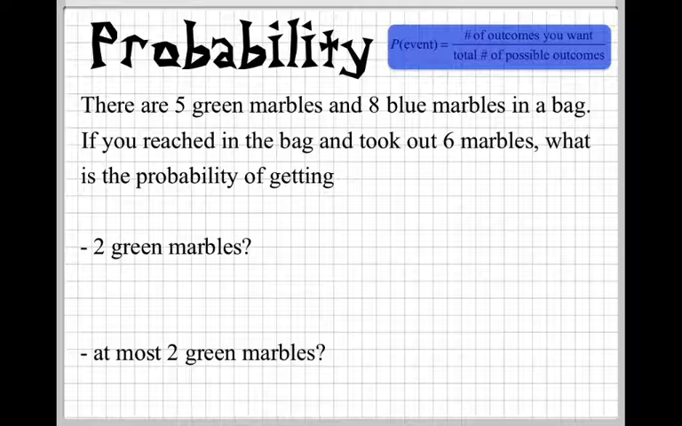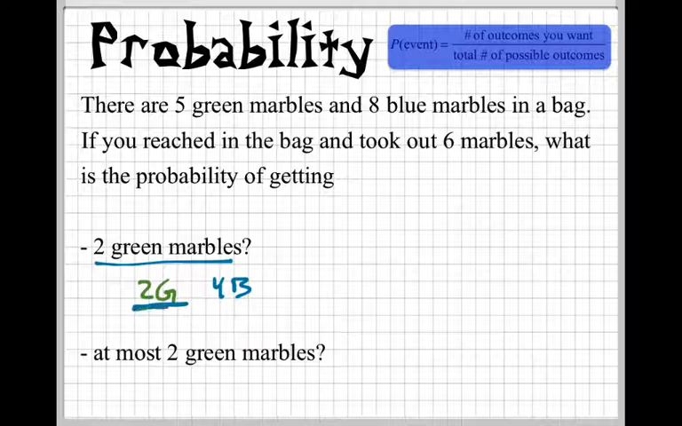Now this says that we get 2 green marbles. There are some assumptions here. If we're getting 2 green marbles, how many blue marbles are we going to get? Well, we know that we have to pick a total of 6 marbles. So that means there's going to be 4 blue marbles. So we have to figure out the outcome of getting 2 green and then 4 blue.